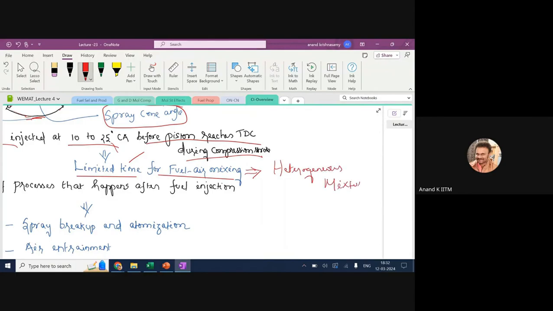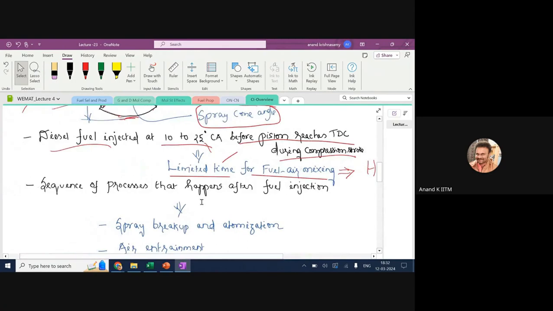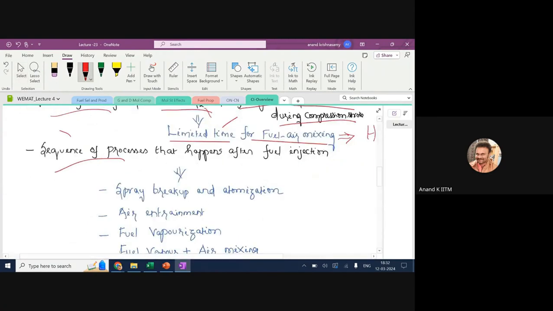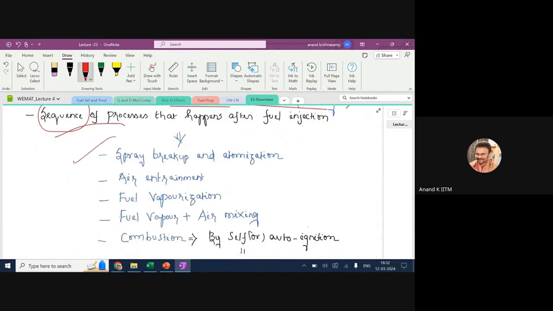And that's the reason why we have smoke only from CI engine, not from SI engine. So these are the processes, as I just now said, that happen one after other. There is a sequence of processes. One is breakup. The outer spray will start to break because of the air resistance; it will be looking like a thin film.